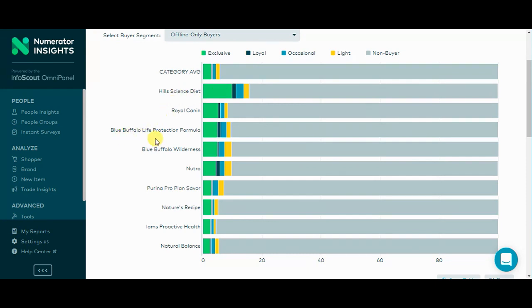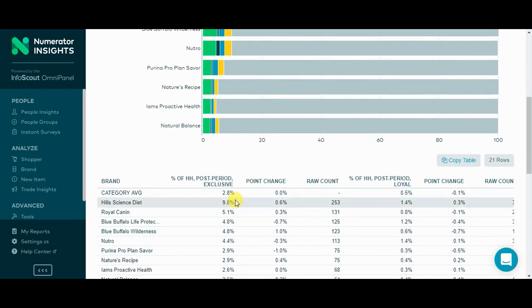So here we have Blue Buffalo in 2 different spots, whereas if we were to have run this at the parent brand level, these 2 numbers would be all rolled into one. So Blue Buffalo might actually give Hill's Science Diet a run for their money a little bit more. Again, as always, you can scroll down to the bottom and see all of the information down in the table.